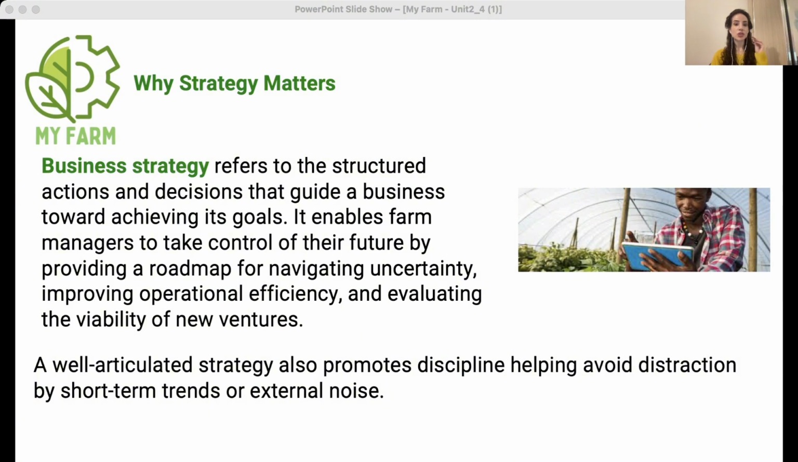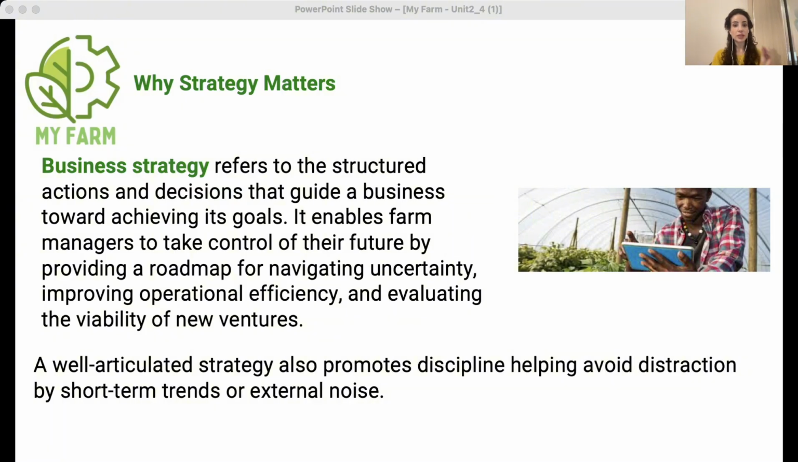So, why does strategy really matter? Because without a clear strategy, farm businesses are often pushed from one decision to the next by circumstances they don't control, such as market swings, policy changes, or short term trends. A well defined business strategy allows farm managers to take control of their future. It provides a clear direction for navigating uncertainty, improving how efficiently the operation runs, and deciding which new opportunities are worth pursuing and which are not.